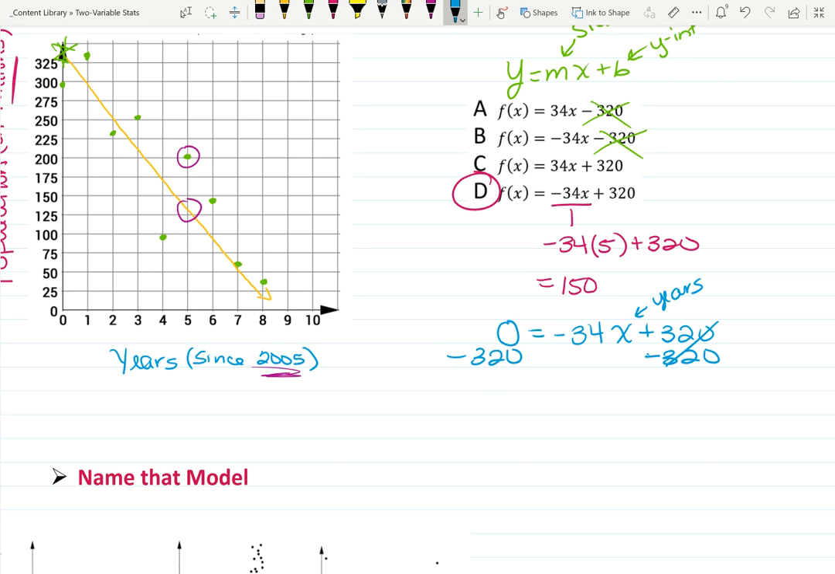So I subtract 320 and divide. So 9.4 years. We're predicted to go extinct, let's see, we started in 2005, so plus 9, that would be 2014. So into the year 2014, they'll be extinct. That's really sad.